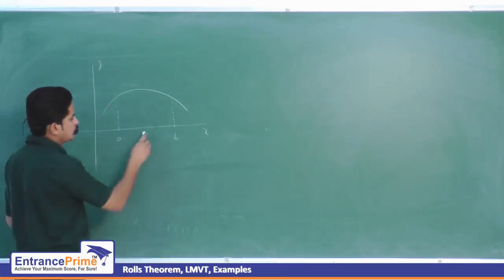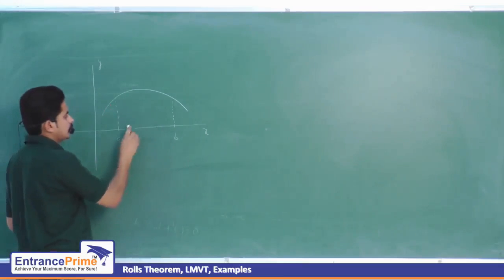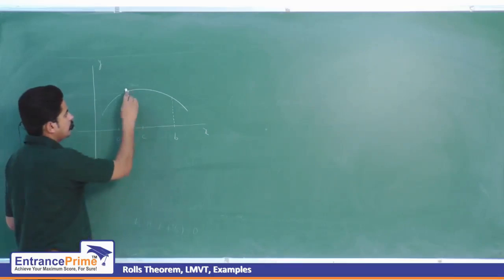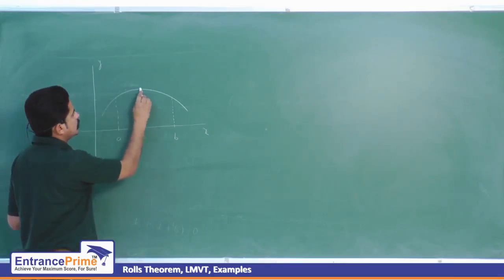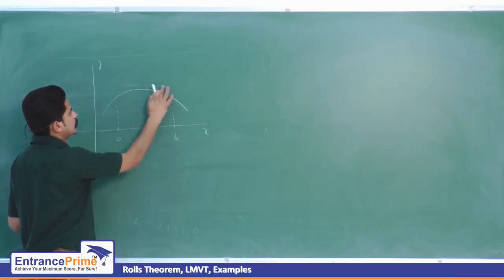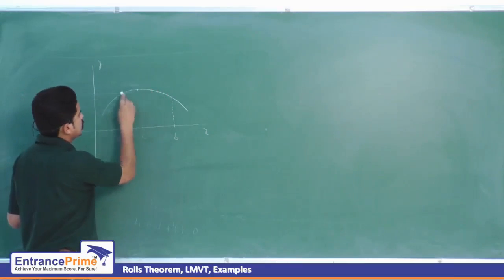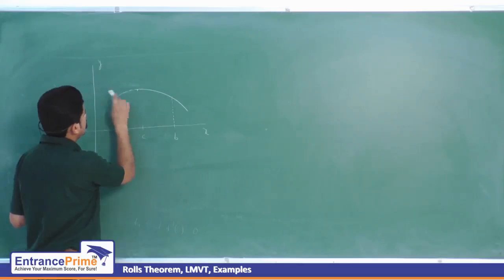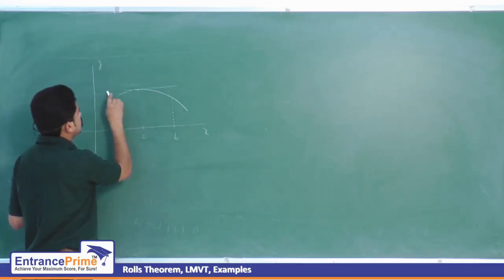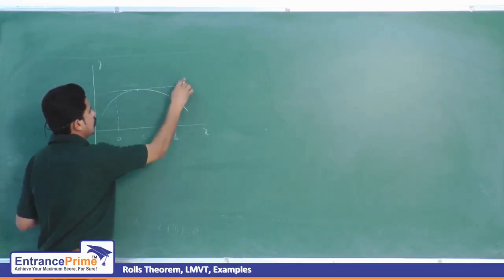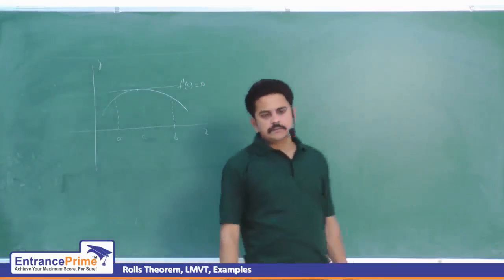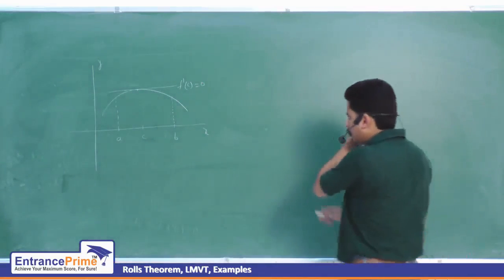So according to Rolle's theorem, there will exist at least one c for which the slope of the tangent is equal to 0. Now if we draw a tangent at x equal to c, then the slope of the tangent will be equal to 0. That is, f dash c is equal to 0. We can draw another graph.